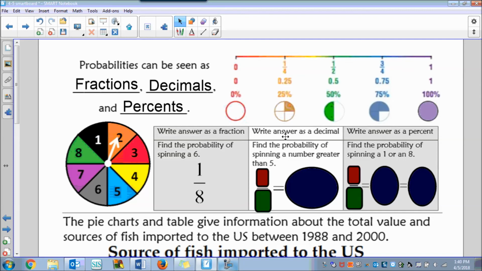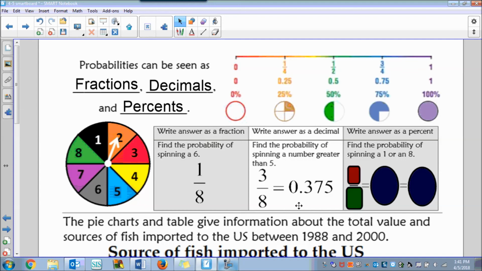We're writing the next one as a decimal. So we're going to try to find the probability of spinning a number greater than 5. So we have numbers greater than 5. That's 6, 7, and 8. That's 3 options. Out of still a total of 8 on the spinner. That's 3 divided by 8, or 0.375.